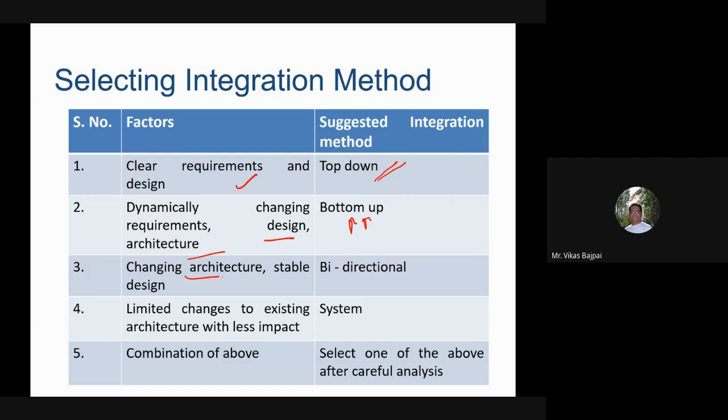In case of changing architecture but stable design, I'll go ahead with bidirectional, because at least I have the design stable, but there are some minor changes in the architecture. For limited changes to existing architecture with less impact, where there are almost no or very limited changes, let's go ahead with system. Then for a combination of the above, select one of the above after careful analysis.